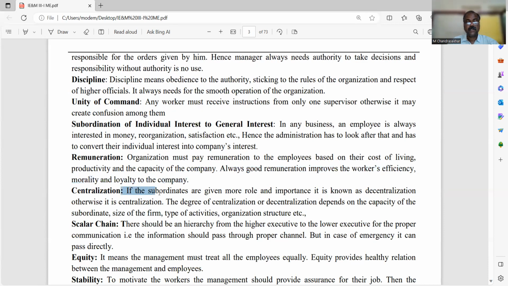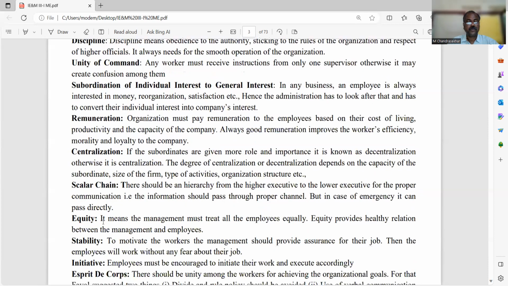Centralization. If subordinates are given more role and responsibility, it is known as decentralization, otherwise centralization. The degree of centralization or decentralization depends on the capacity of the subordinates, size of the firm, type of activity, organization structure, etc. The scalar chain: there should be a hierarchy from the higher executive to the lower executive for proper communication. That is, the information should pass through the proper channel. But in case of emergency, it can pass directly from higher to lower level people.